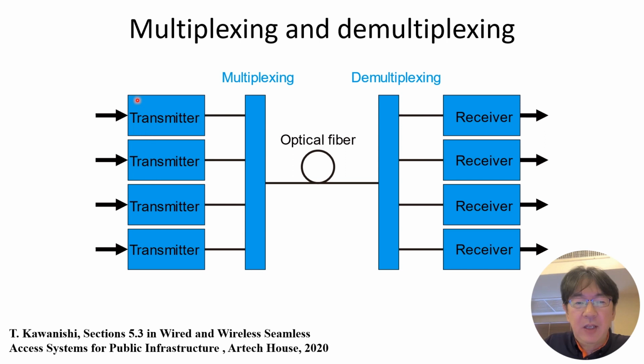We use many transmitters, as you can see, and we can combine the signals together with some special devices. On the receiver side, we use a demultiplexing device, and we can use many receivers, and we can get the electric signal in the many channels. You can find more detailed information in section 3 in a wired and wireless seamless access system for public infrastructure.